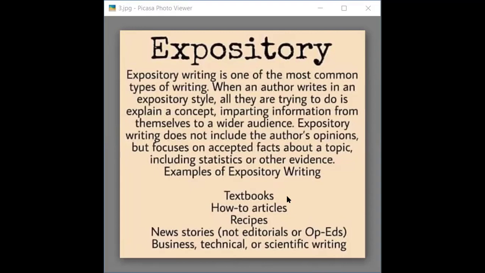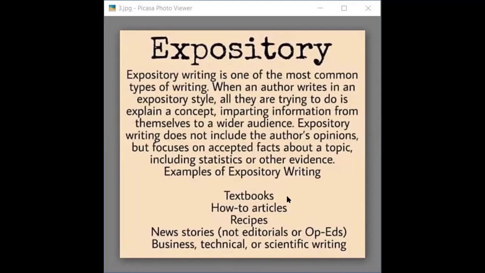Okay, for example, when you are cooking anything and you are following a recipe book, then it's expository writing. For example, if you are reading any article about, say, how to install Windows. Okay, for example, how to repair any fan. So all of these kinds of writings are known as expository writings.